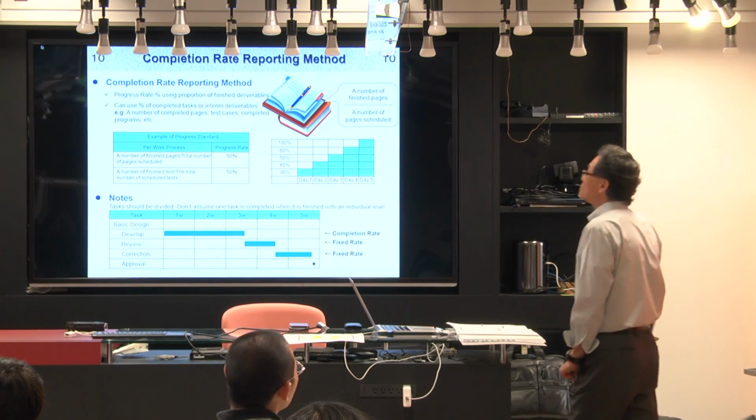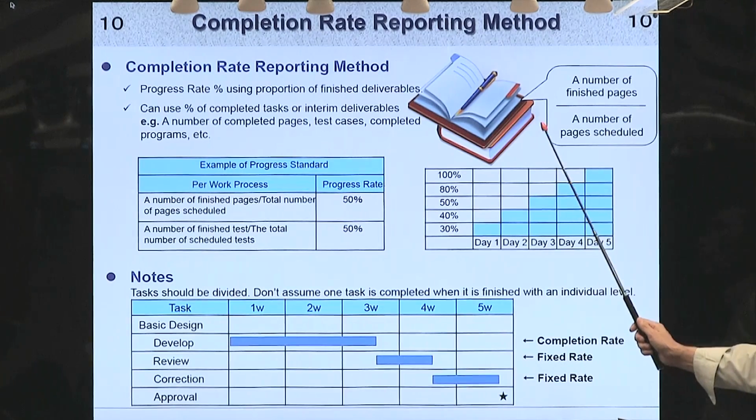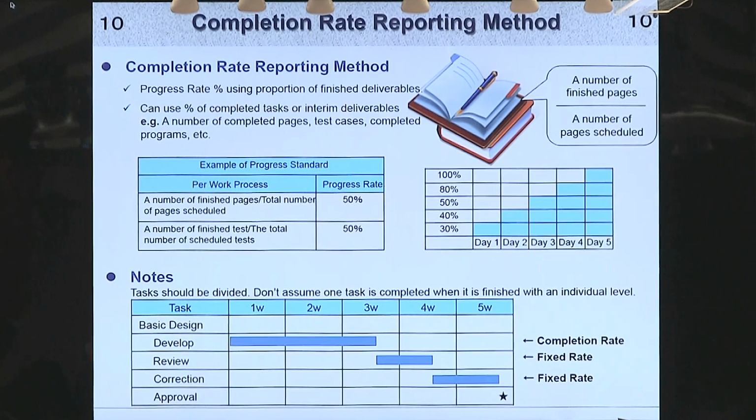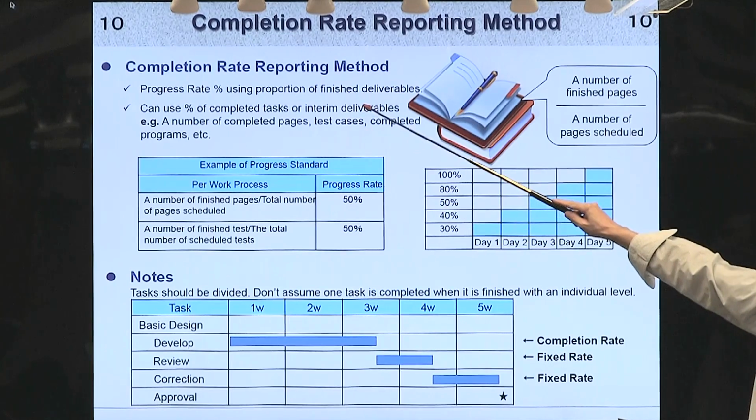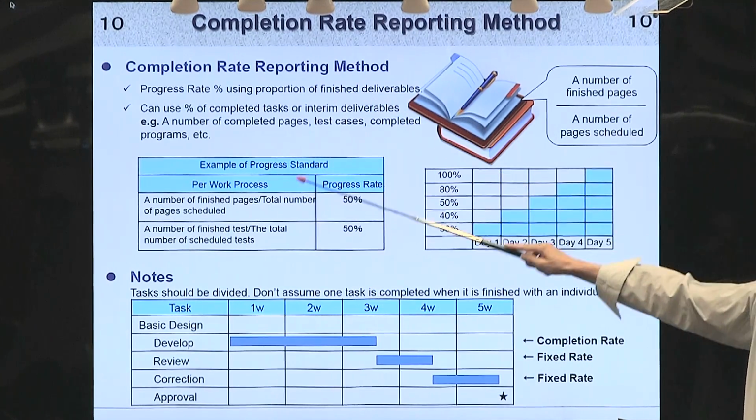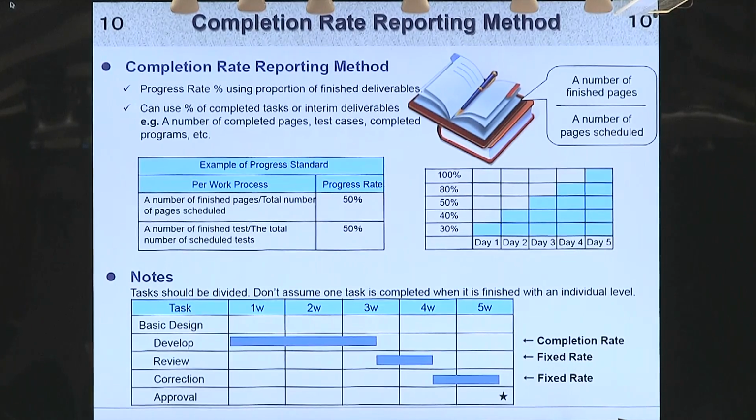So one way is the completion rate. The percentage is proportional to the finished deliverables. Easy case: you are supposed to write a 100-page manual. If you finish 50 pages, you can say progress is 50. It's not almost half, more specifically 50.